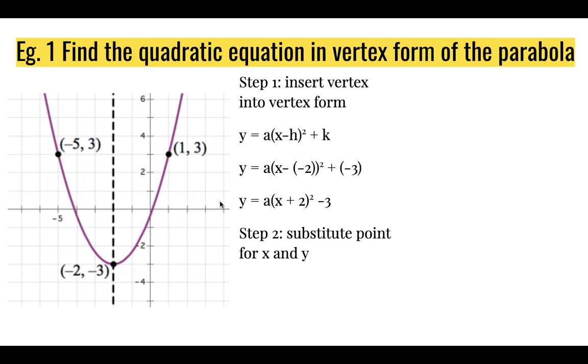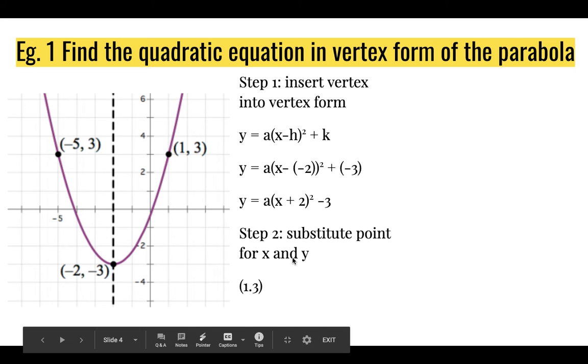Step 2 then, to find our a, we're going to substitute in one of our points for x and y. I'm going to choose 1 and 3 because they're both positive numbers, and I find positive numbers easier to work with, but it does not matter what point you put in. You will still get the same answer. And that should be 1 comma 3. Okay, I'll fix that later.